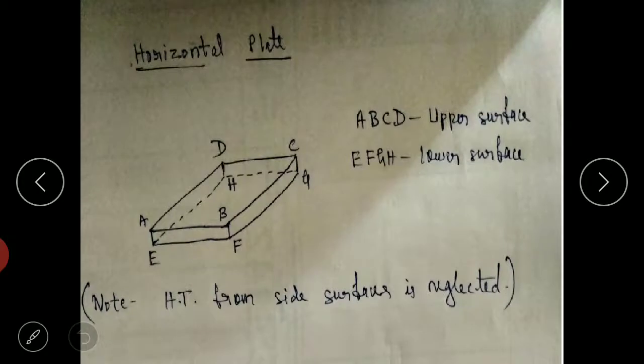So we can calculate depending on which surface is insulated or from which surface heat transfer is taking place. By selecting the respective formula, case 1 or case 2, we can calculate the Nusselt number. ABCD is the upper surface, EFGH is the lower surface. Heat transfer from side surfaces is neglected. Again, if you take the surface B, F, G, C, heat transfer from this surface is neglected as the area is less. Similarly, there are three other surfaces. In total, heat transfer from all four surfaces which have negligible area is neglected.